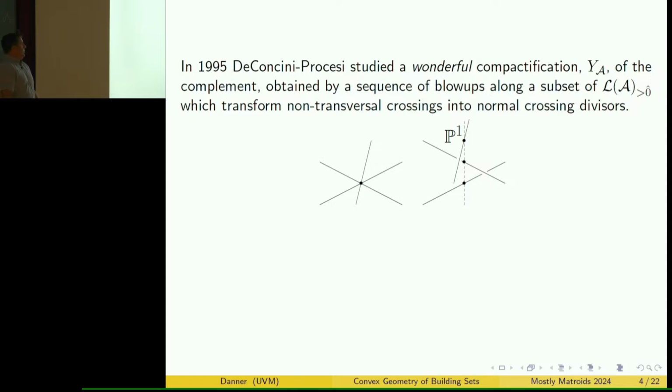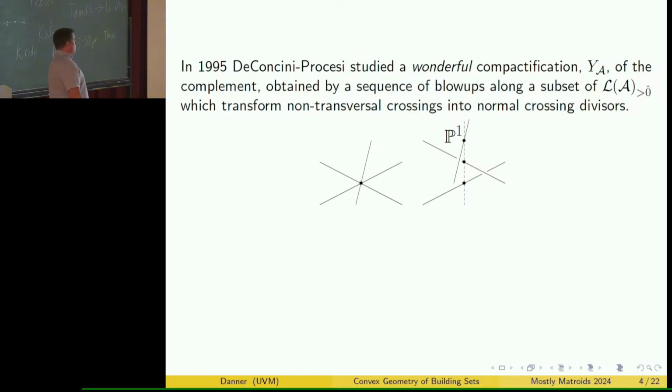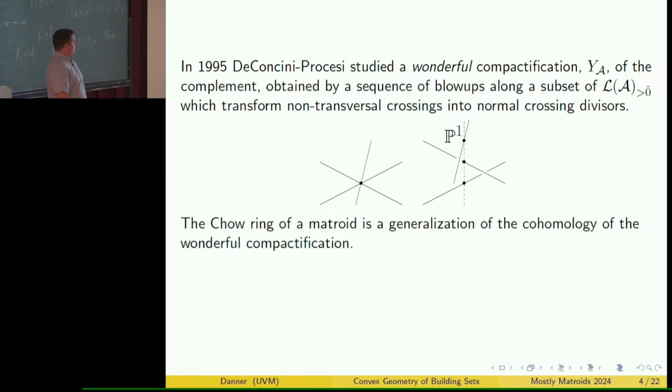So Daejeon and Perchesi, in their wonderful compactification, obtained this compactification of this topological space by performing blowups along subsets of this lattice. Here's an example of a blowup. You take a place where this is not a transversal crossing, and they blow up along, in this special case, just one projective space, and the dotted line would be the normal crossing divisor. So some algebraic geometry, just a picture for that.